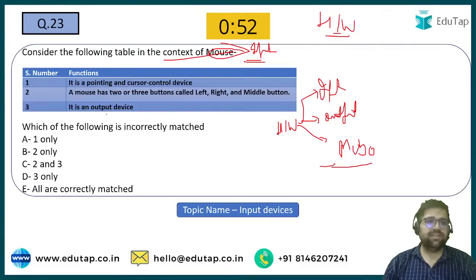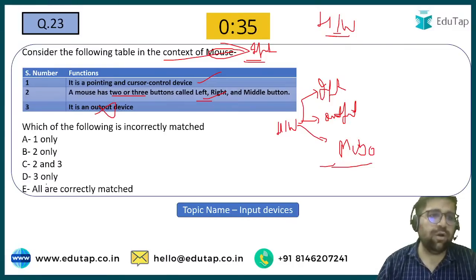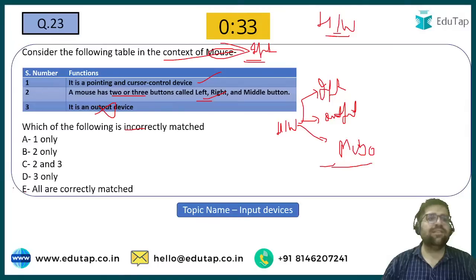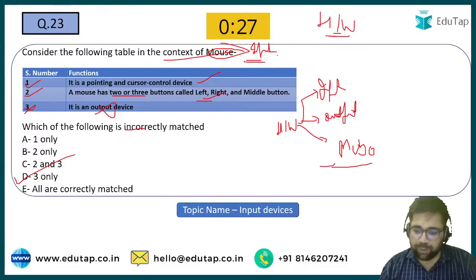The question says serial number and function. Mouse is a pointing device and cursor. This is correct. A mouse has 2 or 3 buttons. If it is an old-time mouse, it can have 2 buttons, but a new age mouse can have a scroll as well, that is your middle button. Mouse is an output device. This is horribly wrong, so therefore incorrectly was asked. The answer will be option D, because statements 1 and 2 are correct, but statement 3 is incorrect because mouse is an input device.